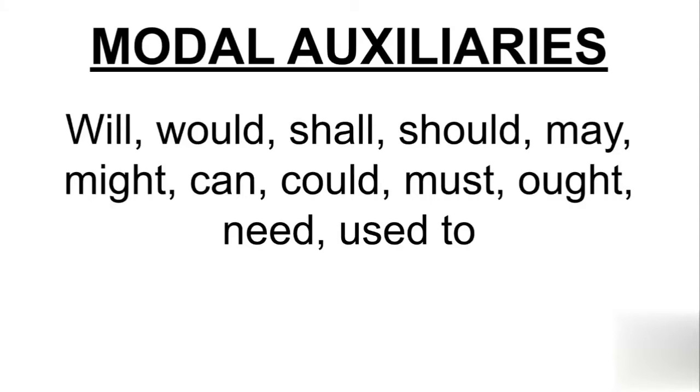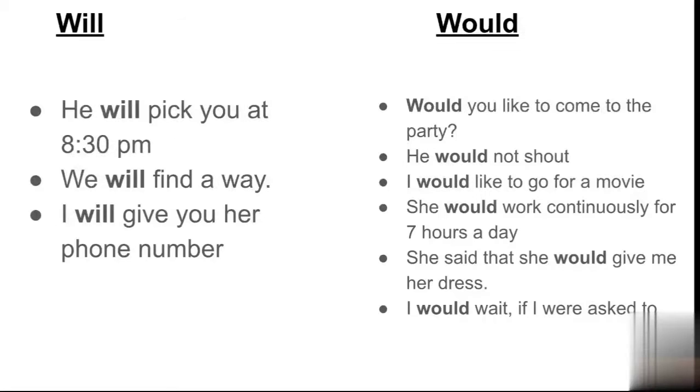So children, we are going to see the modal auxiliaries in detail. So the main modal auxiliaries are will, would, shall, should, may, might, can, could, must, ought, need, used to. So these 12 auxiliaries we are going to see in this lesson. So let's see the difference between will and would first.